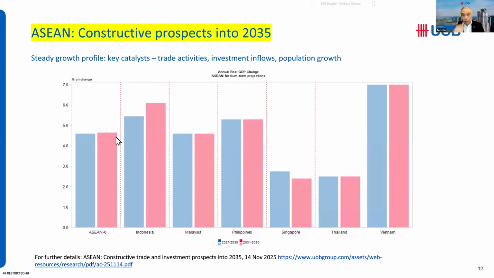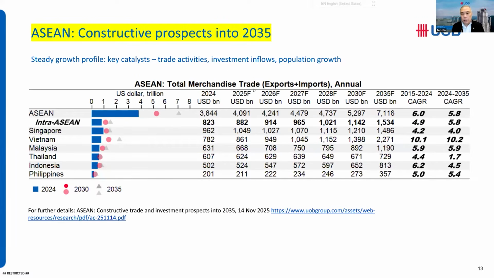Now, how about over the next 10 years, 5 years? We put out a report in November about the prospects into 2025. I won't go through the detail. If you want the detail, the link is here for you to look at. But overall, the prospects for ASEAN over the next 5 to 10 years are still positive according to our estimation. This is a growth forecast, and this is the trade projections that we had over the next 5 to 10 years.